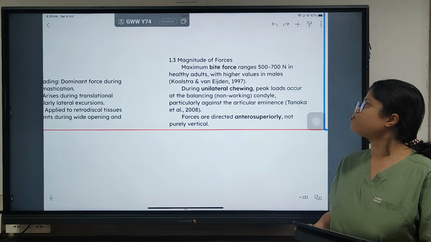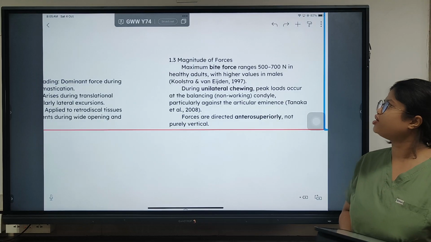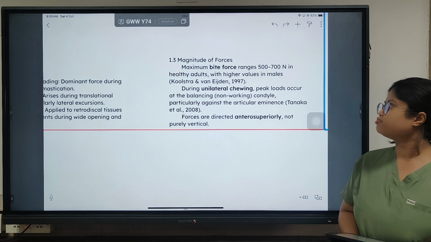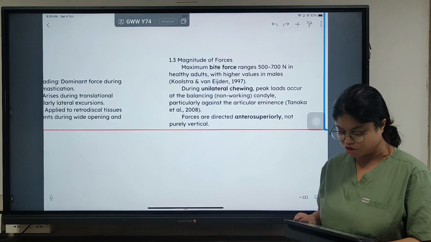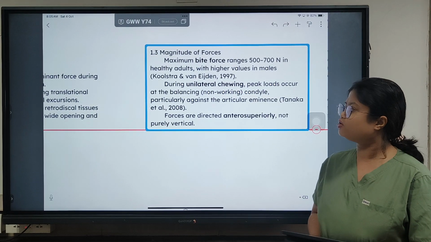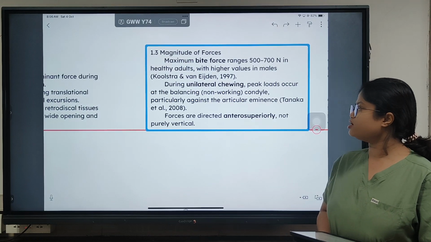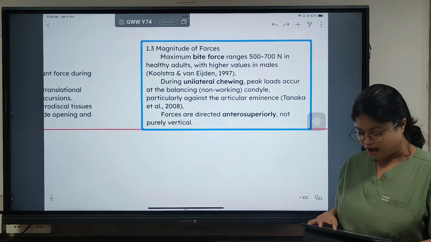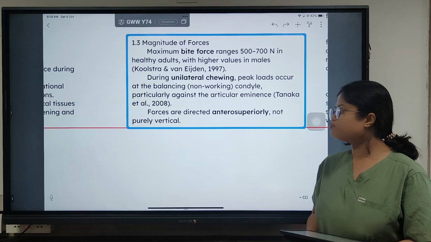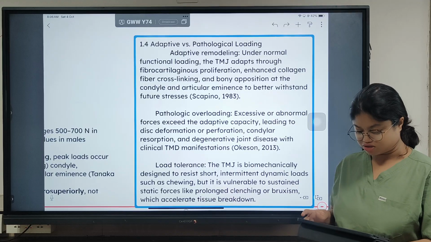The magnitude of forces, how much bite force there is. The bite forces range from 500 to 700 Newtons in healthy adults, with higher values in males that can be up to 850 Newtons. During unilateral chewing, when we chew on one side, peak loads occur at the balancing, that is the non-working condyle area, particularly against the articular eminence. And these forces are directed antero-superiorly, and not purely vertical. So the magnitude of forces, how it acts, we have discussed.